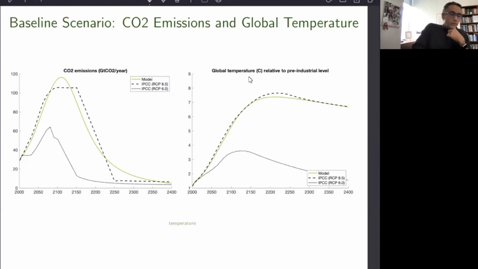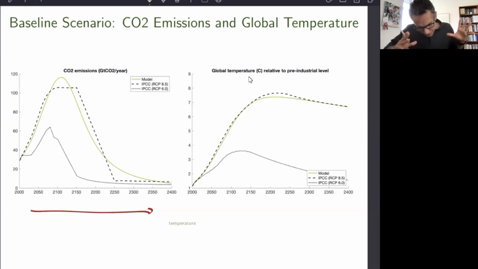Right. Okay. So let me show you some of the outcomes that this generates. This is the evolution of the world economy over 4 centuries, starting in 2000, as I said, the baseline year. And this is the baseline scenario that we're going to use. In this baseline scenario, the carbon cycle is calibrated using the IPCC numbers that vary depending on the different scenarios that have different severities.